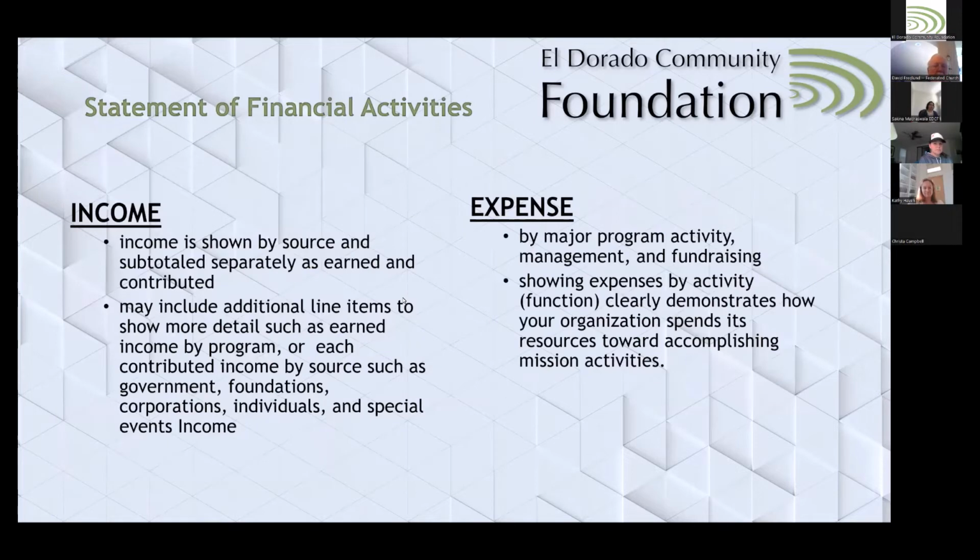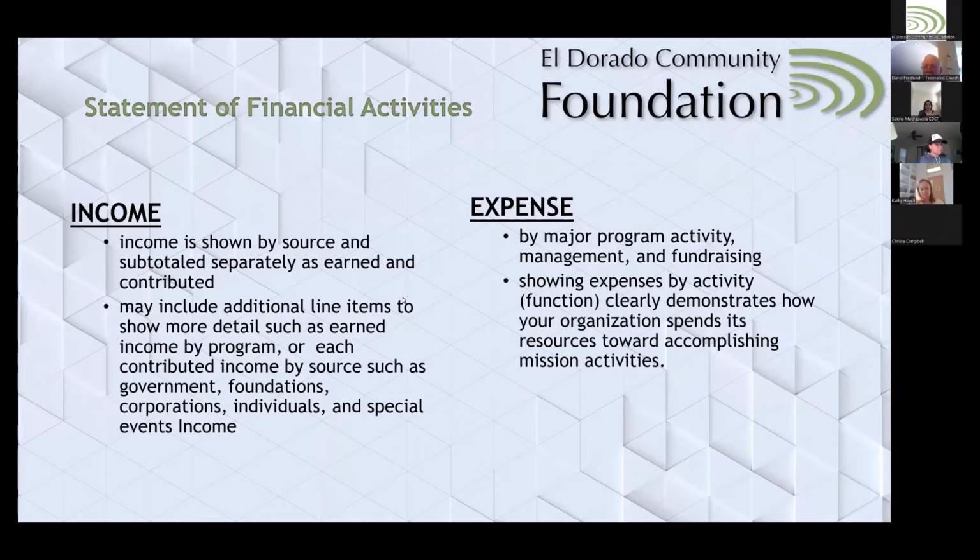Statement of financial activity. So let me talk a little bit about income. Income is normally shown by source, and subtotaled separately as earned and contributed. So your donations will have one total, whether they're in cash, in kind, or stocks contributed; that will be all your donations. If you have any investment earnings, like your interest, your dividends, any sort of CDs, all those will be another subtotaled earnings that have come in.